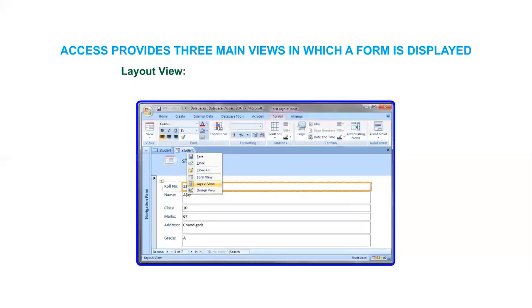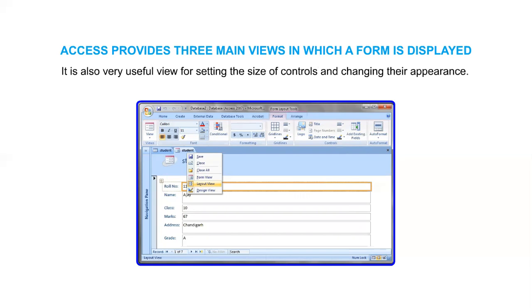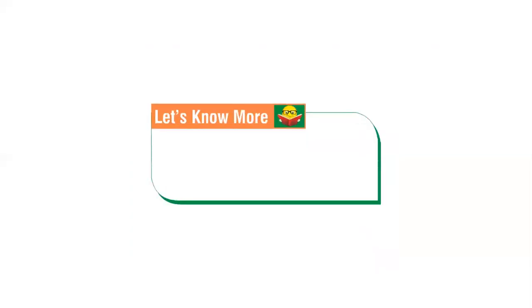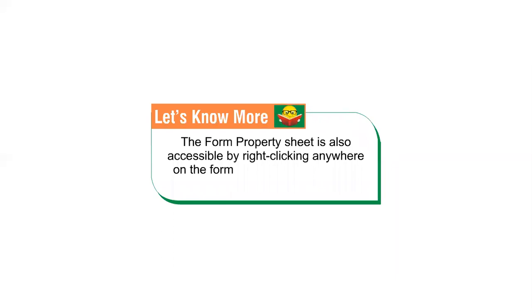Layout view. It is used to change the look and feel of a form. It is also a very useful view for setting the size of controls and changing their appearance. Students, note the fact that the form properties sheet is also accessible by right-clicking anywhere on the form in the design view and then selecting properties from the menu.